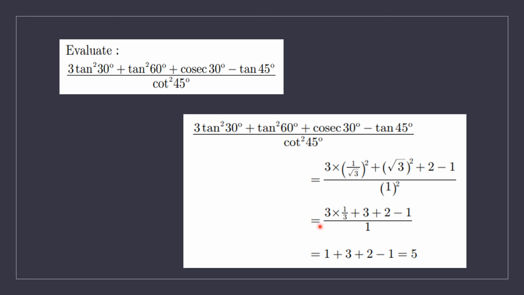You can cancel 3 and 3 here. 1 plus 3 plus 2 minus 1. And by 1 is there anyway, no issue. 1 plus 3 plus 2 minus 1 is nothing but 6 minus 1, that is 5. Therefore, this model is important for 3 marks. Make sure you learn by heart the values of all T ratios for the specific angles. Then only you can do this type of problems. Let's see one more.